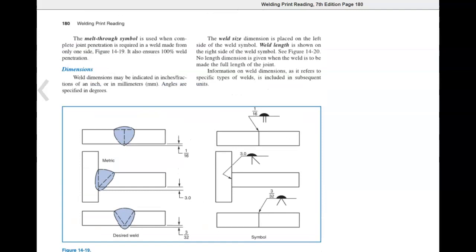Dimensions. Weld dimensions may be indicated in inches, fractions of an inch, or in millimeters. Angles are specified in degrees. The weld side dimension is placed on the left side of the weld symbol. The weld length is shown on the right side of the weld symbol. No length dimension is given when the weld is to be made the full length of the joint. Information on the weld dimensions as it refers to specific types of welds is included in subsequent units.